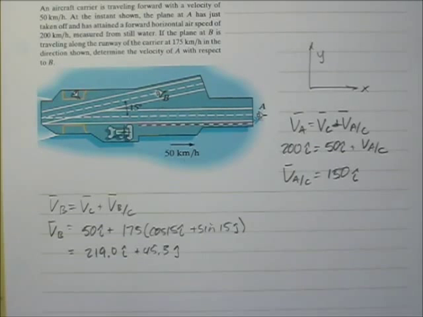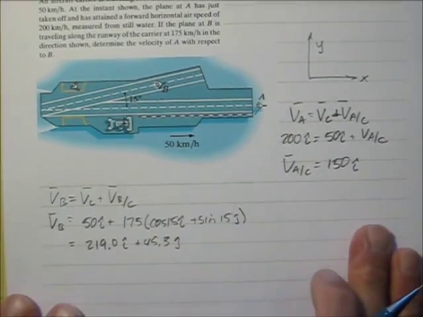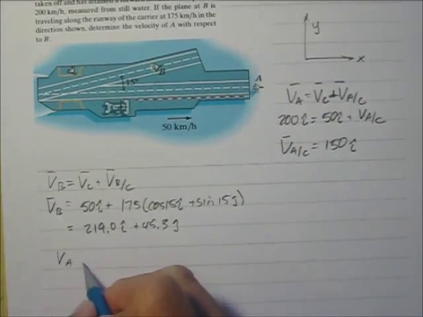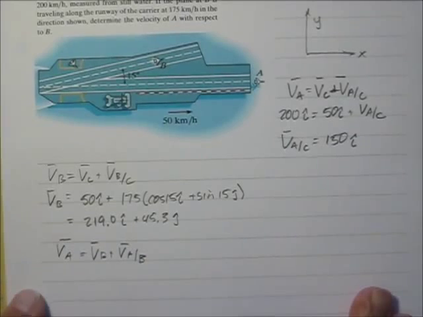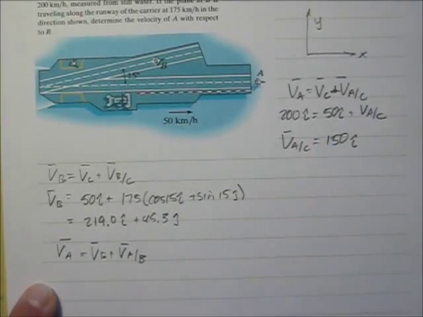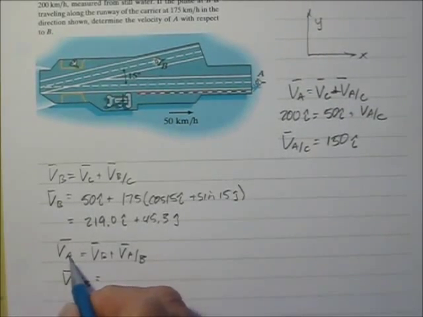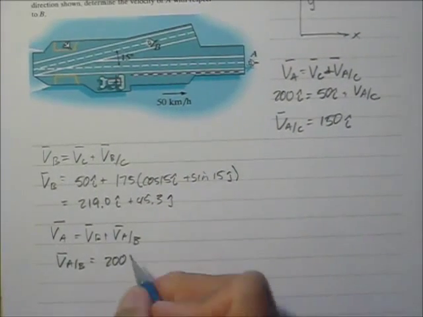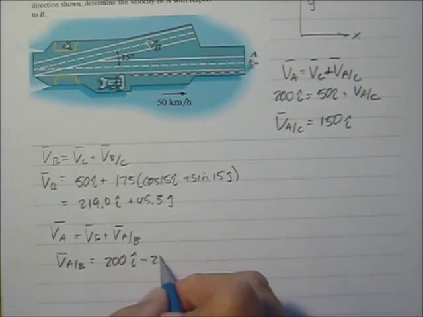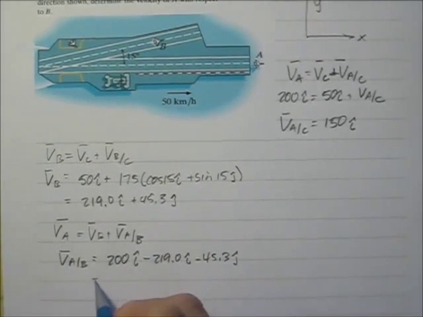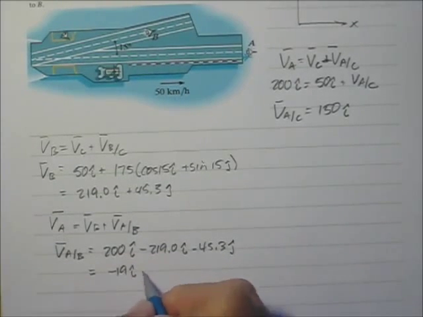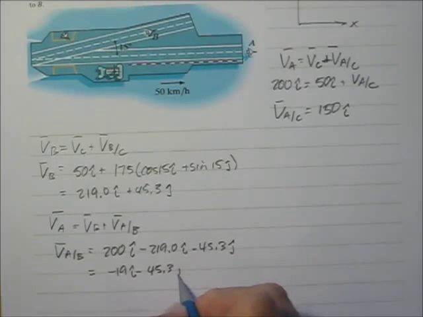I'm looking for the velocity of A with respect to B, but I think I've got enough information now. I can write down the equation. The velocity of A is equal to the velocity of B plus the velocity of A with respect to B. I know what the velocity of A is, and I know what the velocity of B is, which I just solved for. So here's our unknown. The velocity of A with respect to B is equal to the velocity of A, which is 200 in the I direction, minus the velocity of B, so minus 219.0 in the I direction, minus 45.3 in the J direction. Combining that is equal to minus 19 in the I direction, minus 45.3 in the J direction.